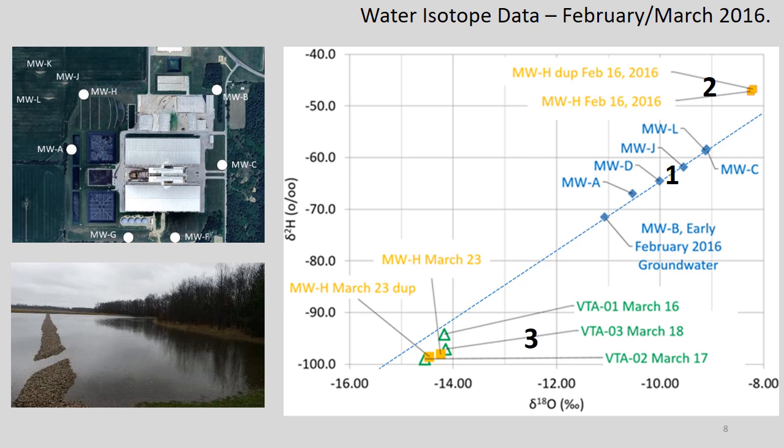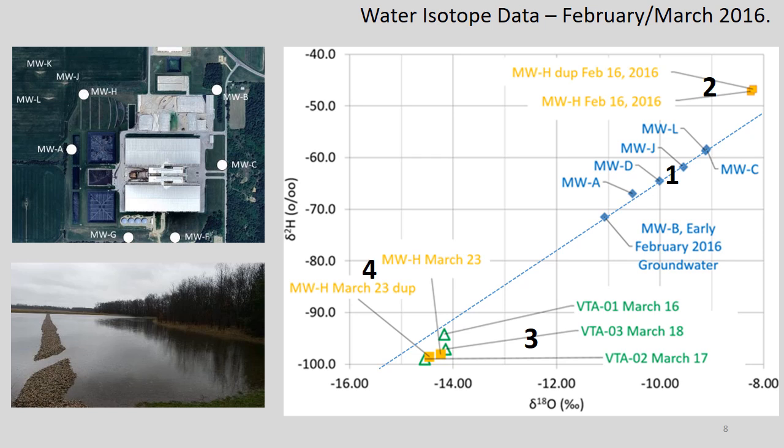Then we had the storm on March 16th. Luckily, we had people there. We were able to sample the ponded water right next to MWH. And this is what we found. That's the O18 deuterium plot. And that's way different from what it was up here and from the other groundwater wells. And we also measured it on the 17th and the 18th. So what's happened is that MWH has changed dramatically because of this flooding.